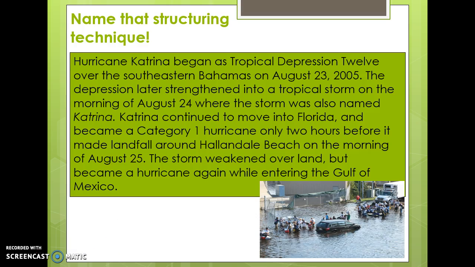Name that structuring technique. Hurricane Katrina began as Tropical Depression 12 over the southeastern Bahamas on August 23, 2005. The depression later strengthened into a tropical storm on the morning of August 24th, where the storm was also named Katrina. Katrina continued to move into Florida and became a Category 1 hurricane only 2 hours before it made landfall around Hallandale Beach on the morning of August 25th. The storm weakened over land, but became a hurricane again while entering the Gulf of Mexico.